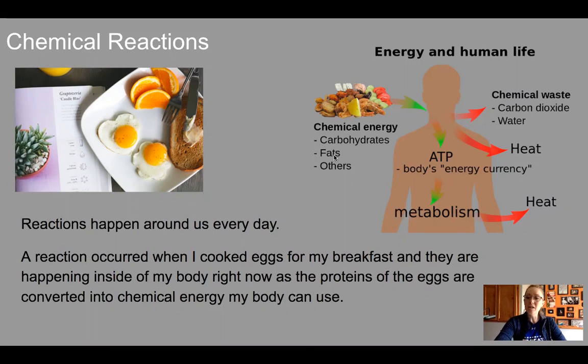So chemical energy in the form of carbohydrates, fats, and proteins is being broken down through chemical reactions, and the chemical energy in those bonds is being stored in the compound ATP, and some of that energy is being released into the environment in the form of heat. So chemical reactions happen around us all the time.